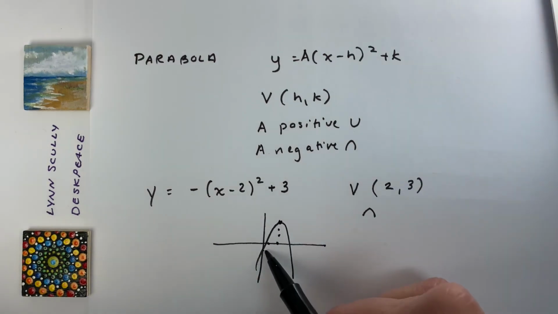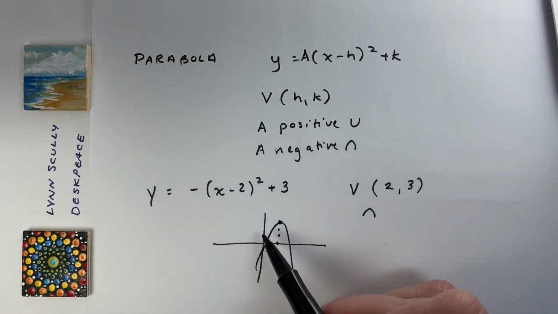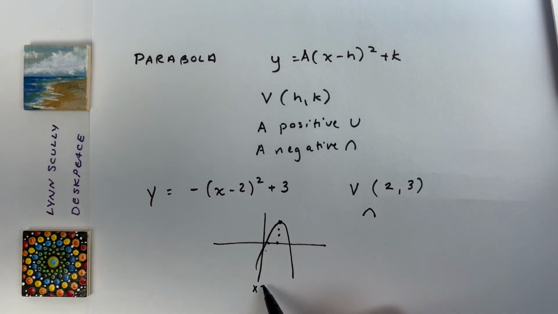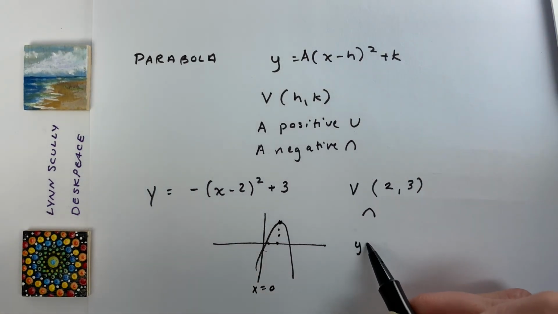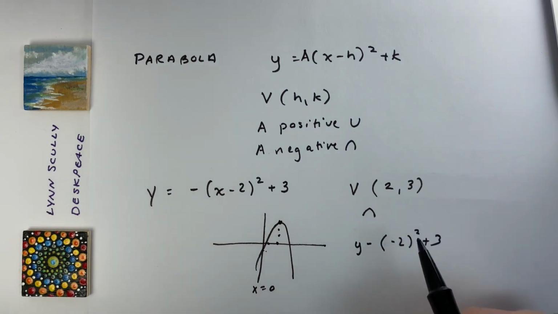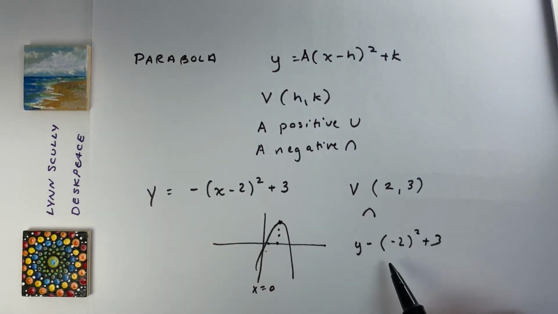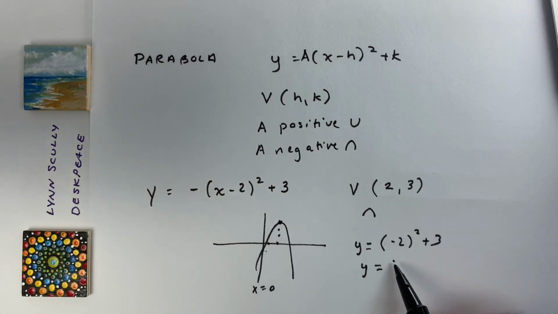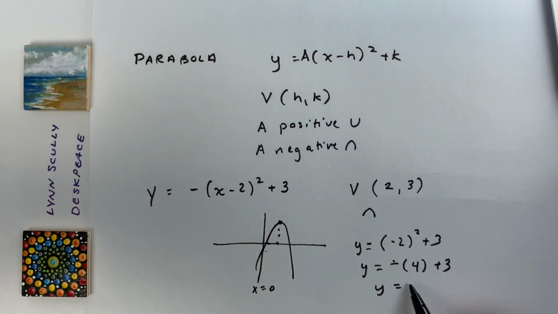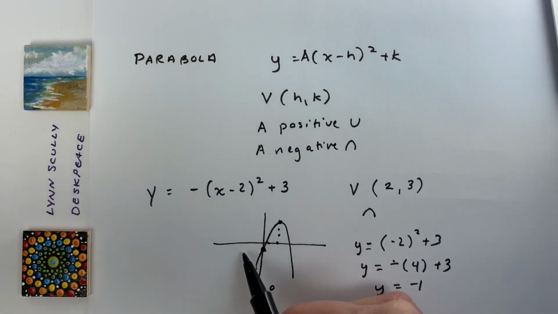All done. If I really want to know where this parabola crosses the y-axis, I can get one more point by going to my equation. And remember, when you're on the y-axis, x equals 0. So I can go y equals -2 squared plus 3, because the x is going away because it's 0. So I have y equals negative of 4 plus 3. So I get y equals -1. Wow, that's about where it was anyway.